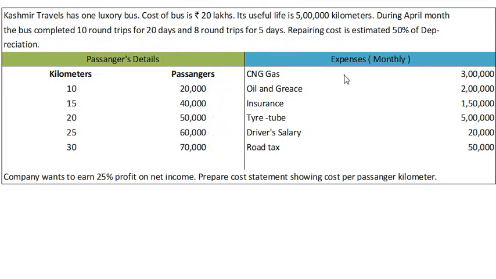Here are some monthly expenses to run the bus. Further, company wants to earn 25% profit on net income. 25% profit on net income means 25% on sale. So 25% on sale is equal to 33 and 1/3 percentage on cost. With this understanding we will work out first monthly kilometers and then monthly passenger kilometers.